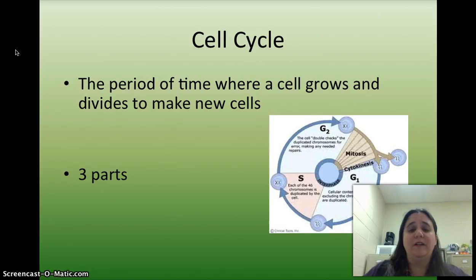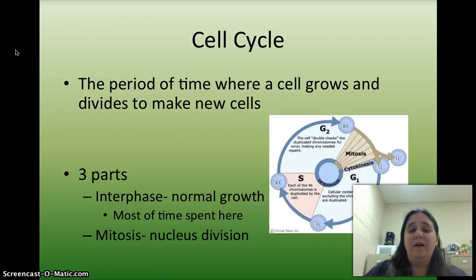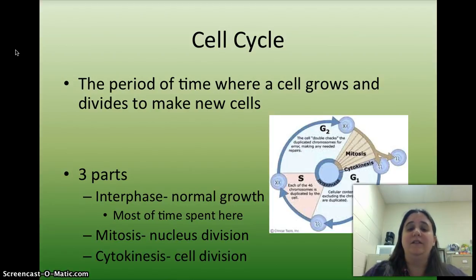There's three parts to the cell cycle. The first part is interphase, which is normal cell growth. Okay? This is where a cell spends most of its time doing normal functions. We'll get into that a little bit more. Then the second part of the cell cycle is mitosis, which is where we're going to divide the nucleus. And then finally it'll wrap up with cytokinesis, which is the final cell division.